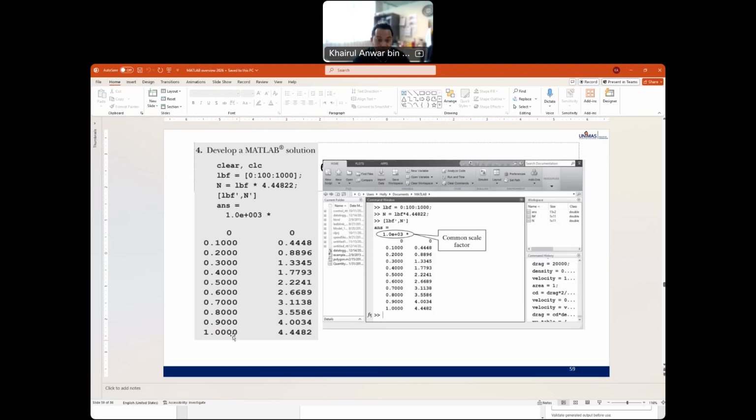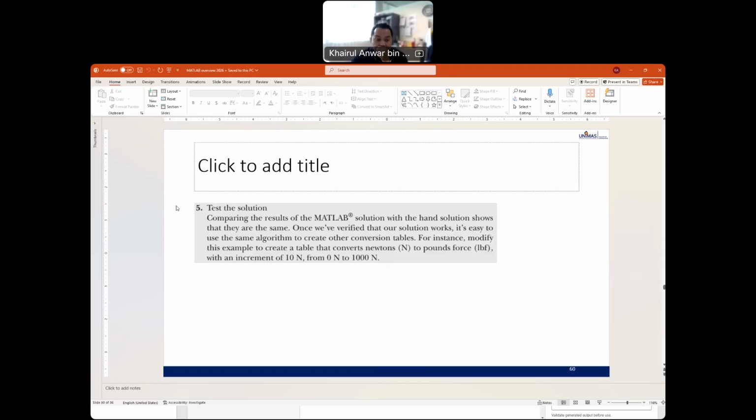So the table looks like this. So in this case, they use the value, the step, to transpose the row to a column. Test the solution. Next is to test the solution.